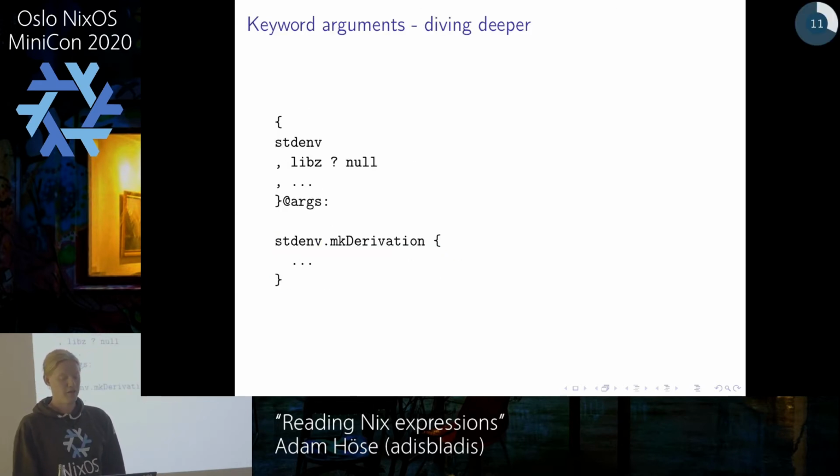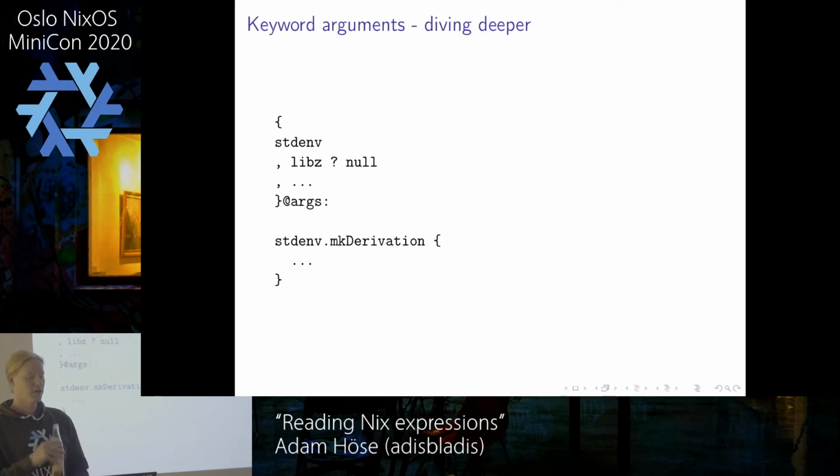So if we dive a little bit deeper into what we can do with keyword arguments, we can do a few interesting things. I've tried to put them all into one slide, but I think it's complete. So this is your regular standard env. It means you always need to pass in stdenv as an argument to this function. libz is another argument to this function, which has a default value null. So you can specify keyword arguments with default values. And these are also recursive. So you can say stdenv.lib, for example.